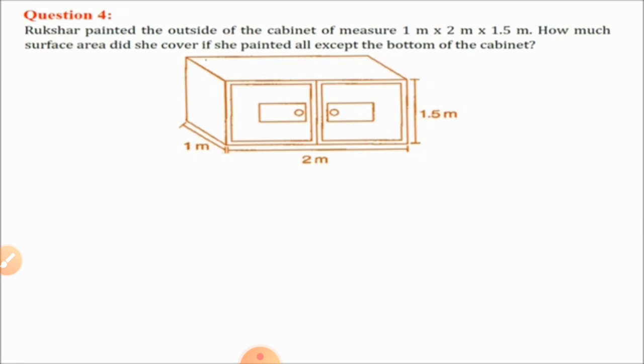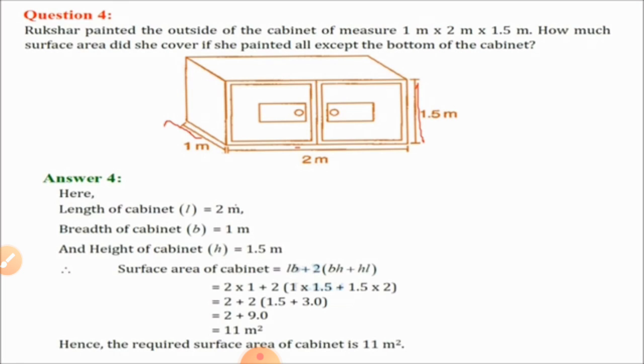Question number 4. Ruksar painted the outside of the cabinet of this measure. How much surface area did she cover if she painted except the bottom of the cabinet? Beta, what did we do here? Yes, the bottom floor part is not to be colored, all the sides are to be colored. First we will try one by one: length and breadth multiplied by height. So the surface area of the cabinet is this much, 11 meter square. Hence the required surface area of the cabinet is 11 meter square.